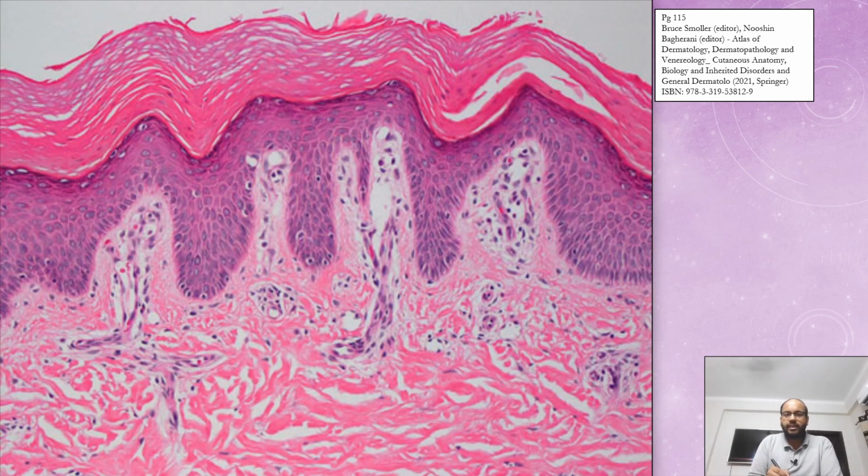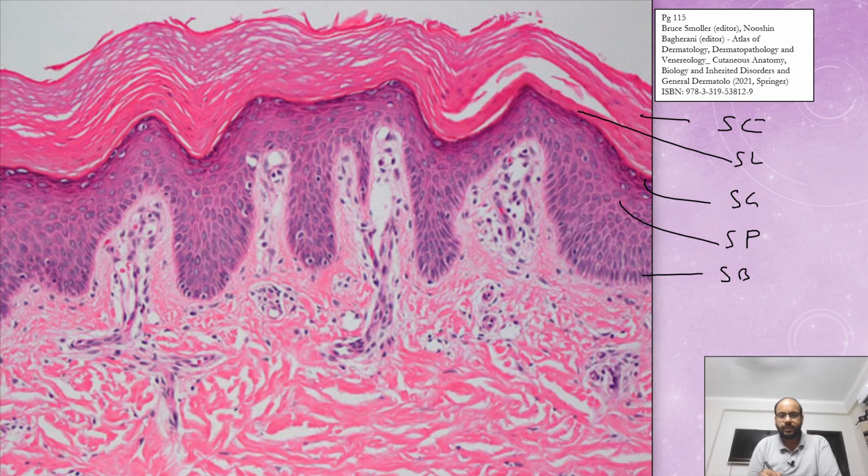So again, you can see the stratum lucidum, stratum granulosum, stratum corneum, stratum spinosum, stratum basale. Okay. Here also you can see melanocytes. A group of three melanocytes hanging together. Okay. Let's move on.